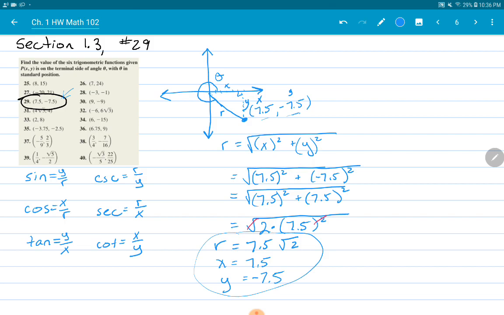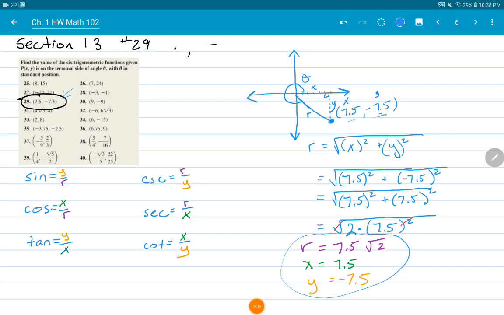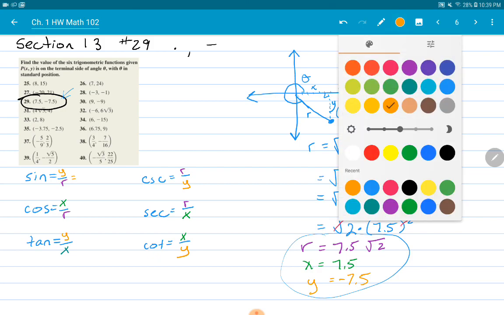Okay, so now I'm going to go back over here and figure out sine, cosine, and tangent. And at this point, it's really kind of plug and chug. So I have r, x, and y, and I just need to put them into the formulas for sine, cosine, tangent, cosecant, secant, and cotangent. So I've color-coded them here so I can kind of see where everything goes. So I'm going to start with sine. I'm going to grab my pen here, I guess I'll stick with blue.